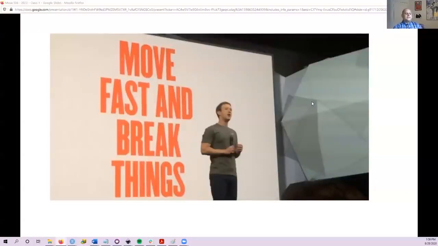a strong way to innovate is to move fast and break things. And that's what he did. And he made a tremendous amount of money. This is Mark Zuckerberg from Facebook, if you don't know. He did move fast and break things. They made a lot of money, but the things that he broke are not to be taken lightly.